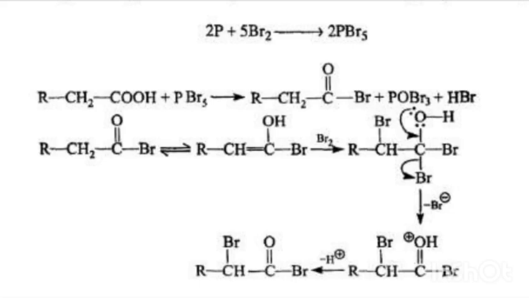In the third step, the keto form is converted into the enol form. Here the acid bromide RCH2COBr interchanges into an enol form. Keto-enol tautomerism happens in this case. The RCH2COBr is converted into RCH=C(OH)Br.